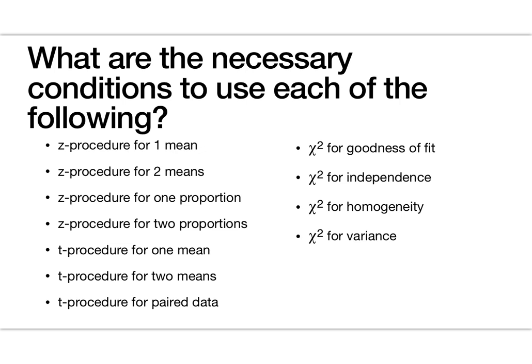Since it's normal, I don't know sigma, and they were independent samples that were taken randomly, I can use the T procedure for 2 means. All right? And all of these have their own nuances to figure out: am I using the right one for the right scenario?